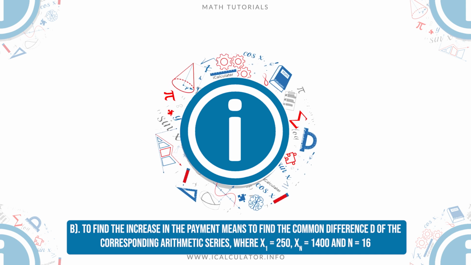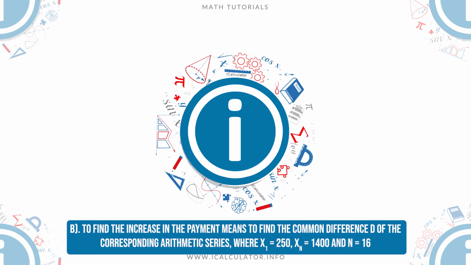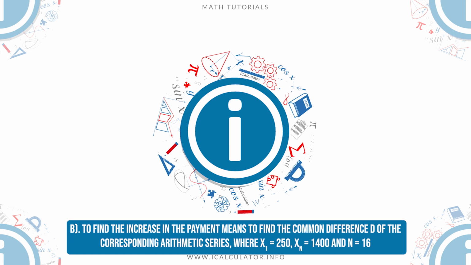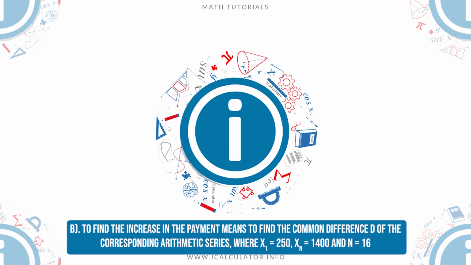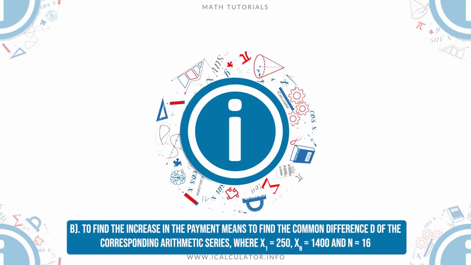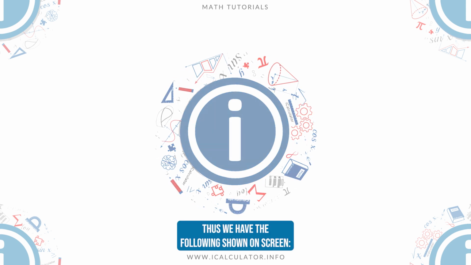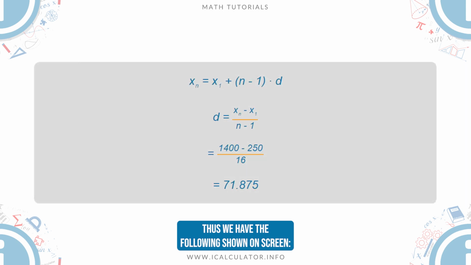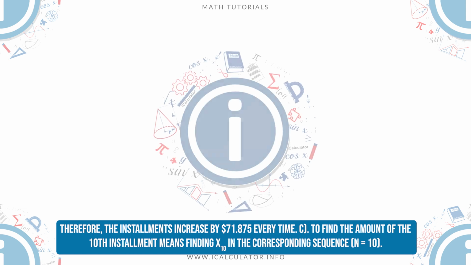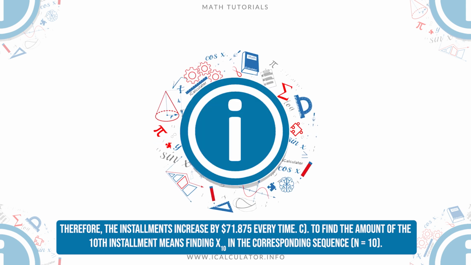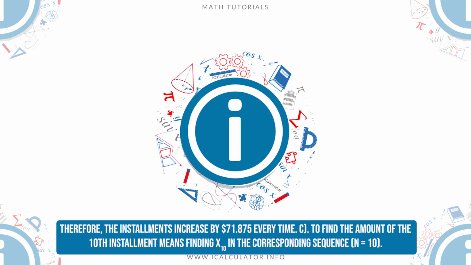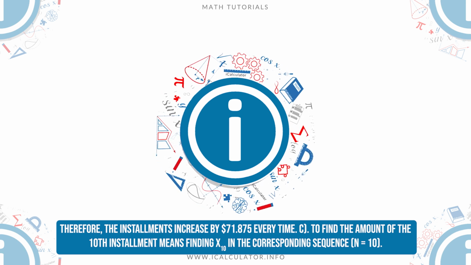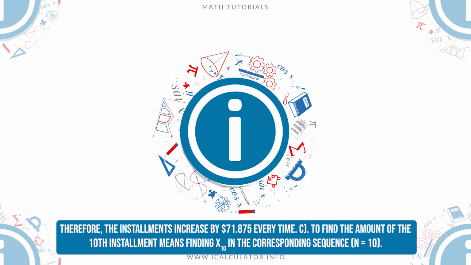B. To find the increase in the payment means to find the common difference d of the corresponding arithmetic series, where x1 is equal to 250, xn equals 1,400 and n equals 16. Thus, we have the following shown on screen. Therefore, the installments increase by $71.875 every time.